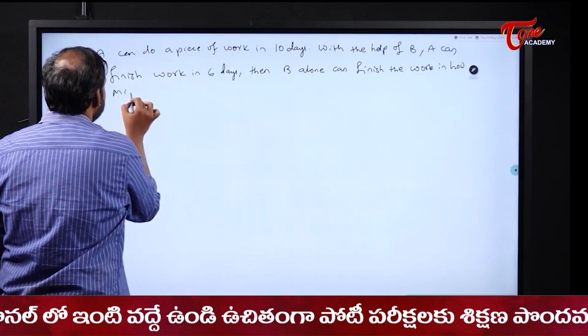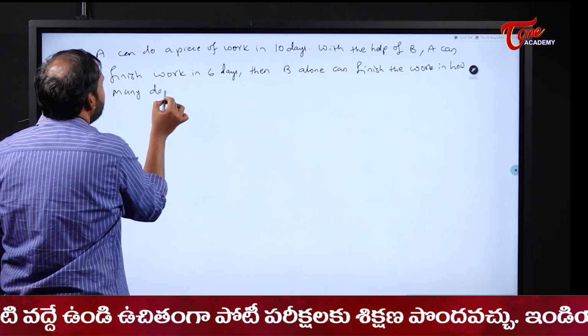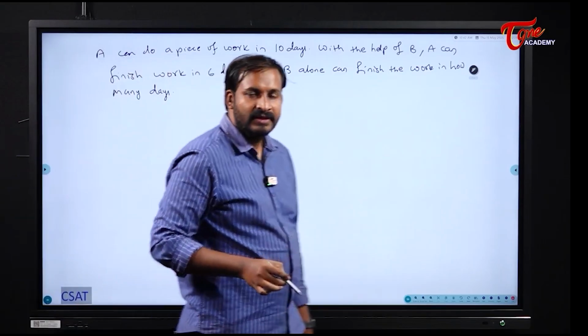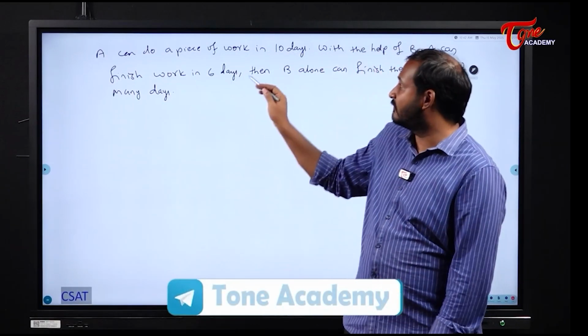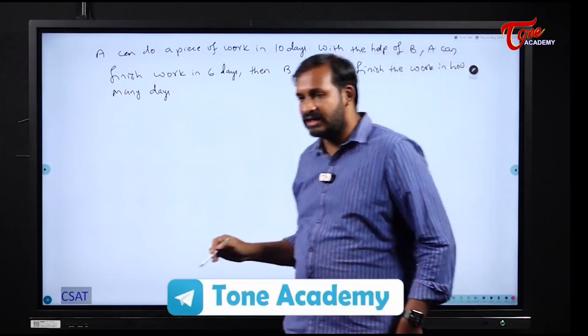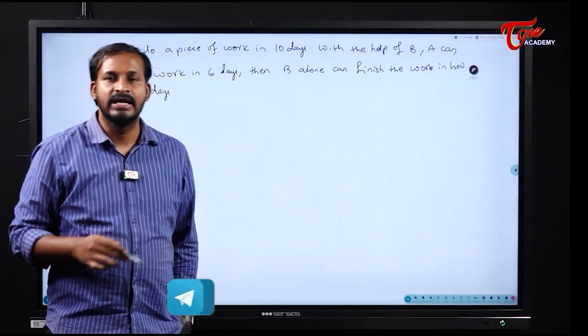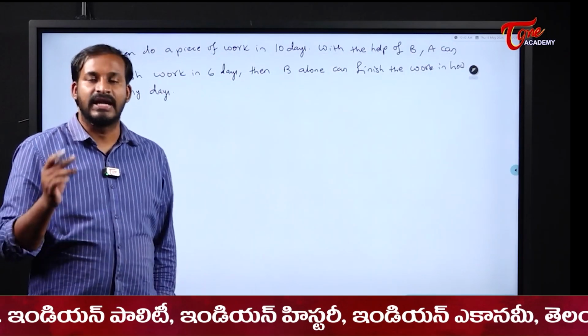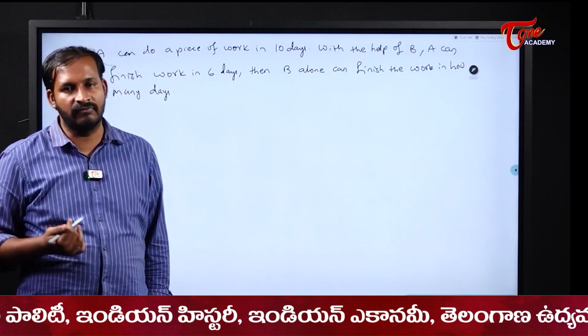That is the question. Now see here students, with the help of B means what does it mean? With the help of B, A finishes the work in how many days? 6 days. What is meant by help means nothing but now A and B together are doing the work.